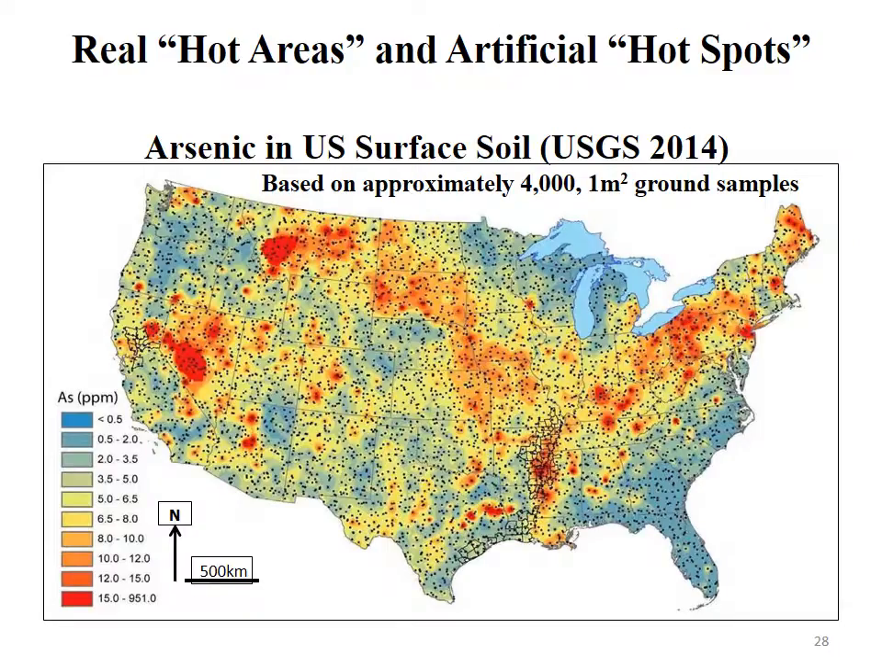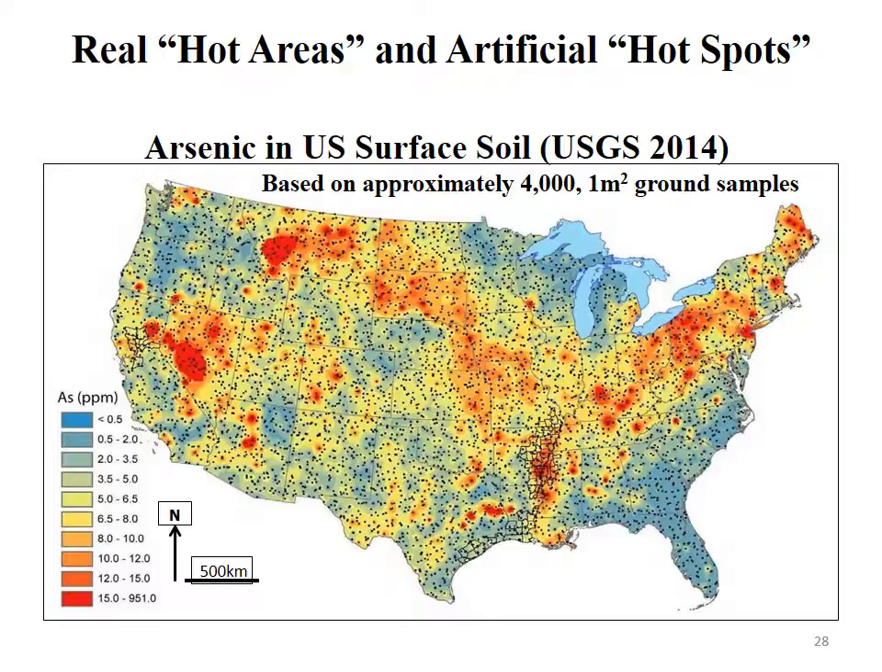Here's another great example. This is arsenic in U.S. surface soil. It's a big investigation carried out by the U.S. Geological Survey, published in 2014, where they collected over 4,000 1 square meter samples across the U.S. These samples were ground and then subsampled and tested, so the data for any individual point we'd consider highly reliable. But real quickly here, you see the same thing. The large-scale patterns you see on this map are real, and if you look at it in more detail, they actually reflect the geology and soil types in these different areas. But if you zoom in, you see lots of small hot spots.